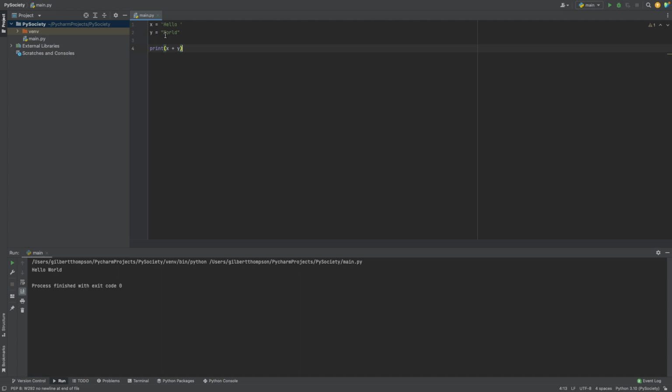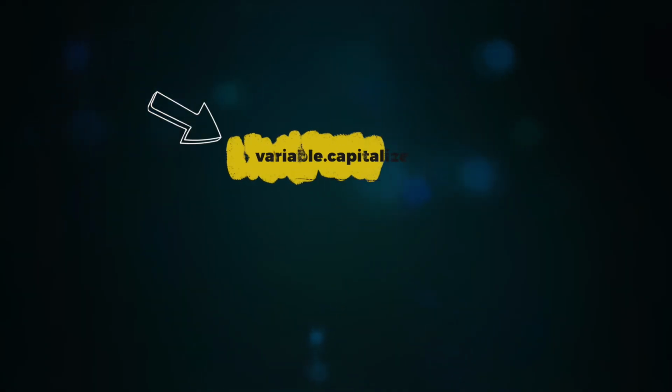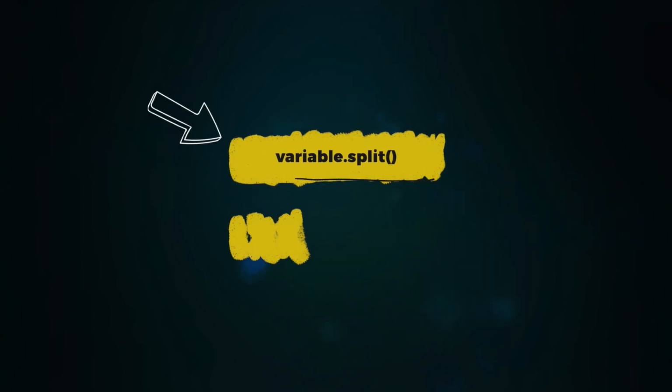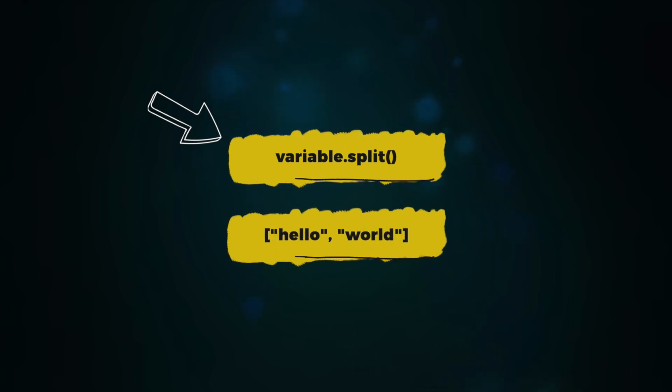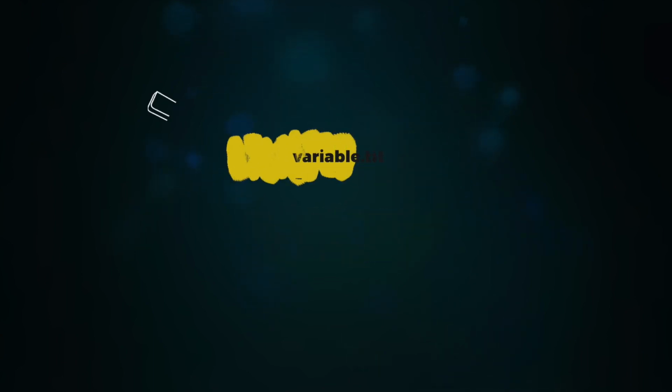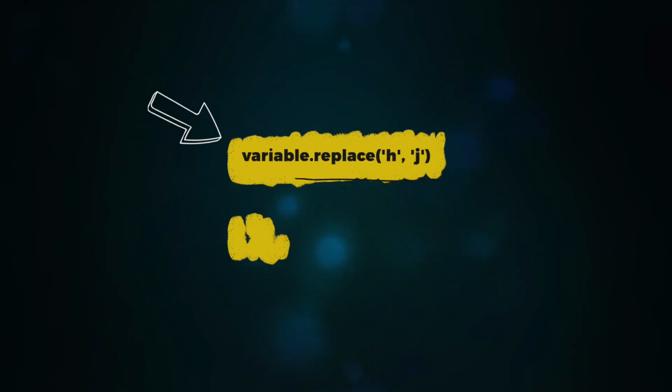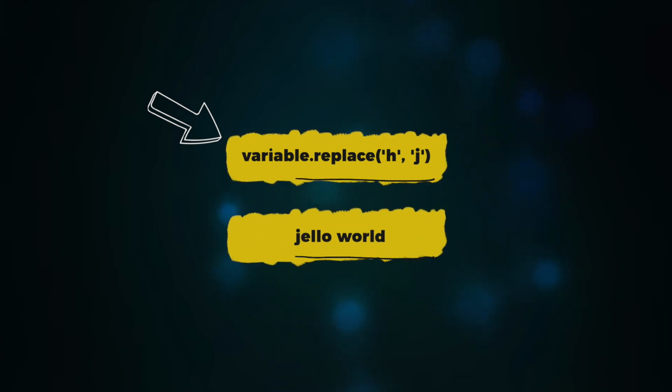There are a multitude of ways one can manipulate a string. You can use the capitalize method at the end of a variable, which will capitalize the first letter. The split method will split and separate each word in a variable. The title method will capitalize the beginning of each word. And the replace method will replace any letter with another.